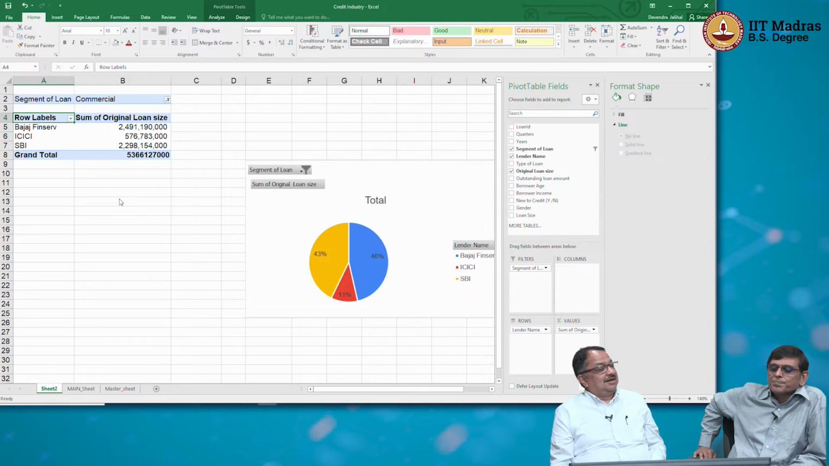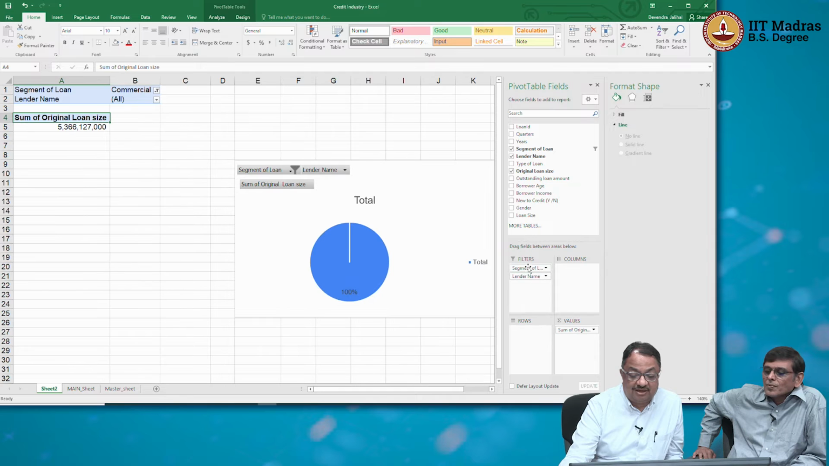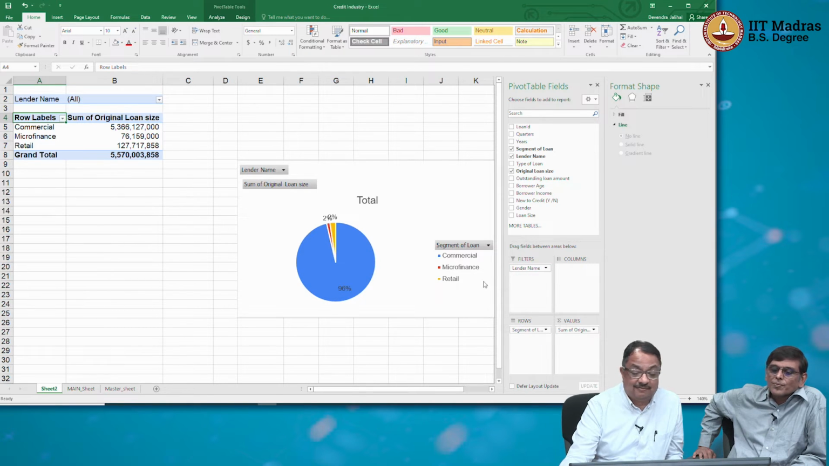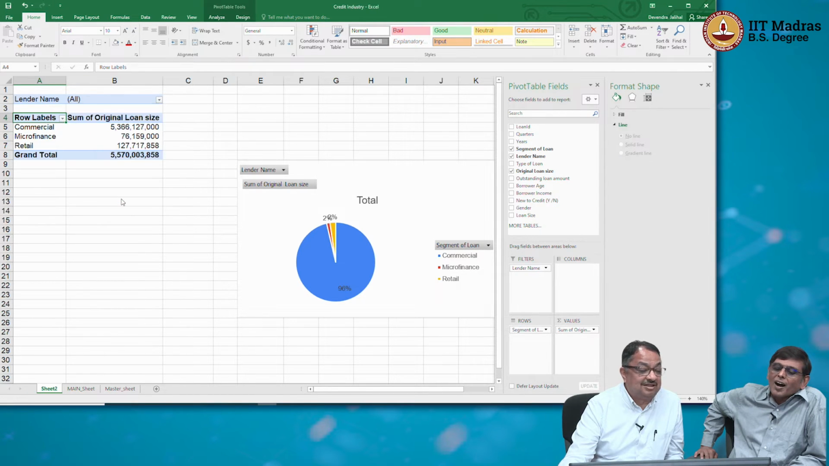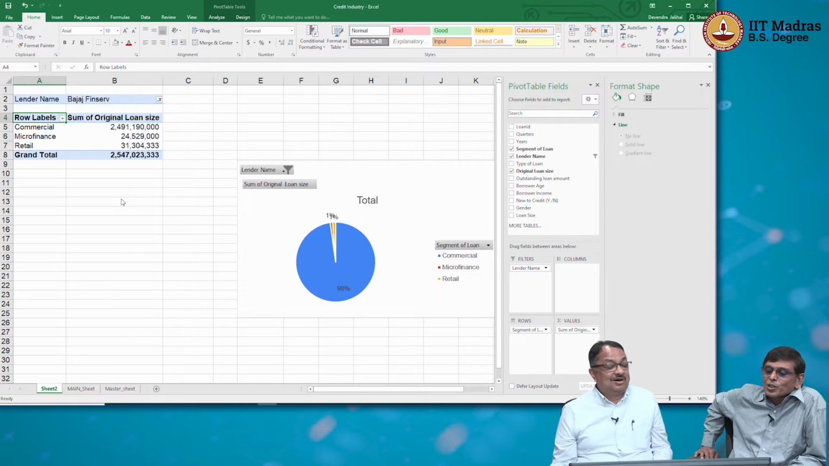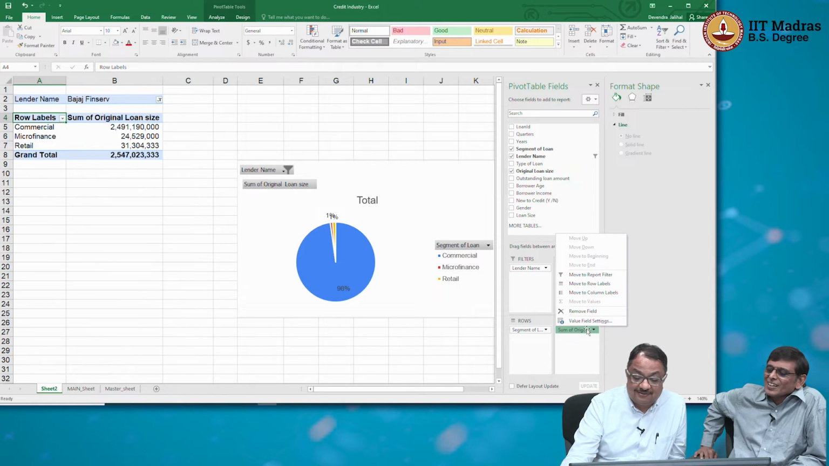So ICICI Bank as a strategy is not focusing on commercial loans, it is focusing on retail loans. Now if I wanted to do it the other way around, I'll move lender to filter and segment to rows. I want to see Bajaj Finserv's strategy. It's completely focused on commercial. You want me to do count? Sum, if you do, it will get skewed like anything.